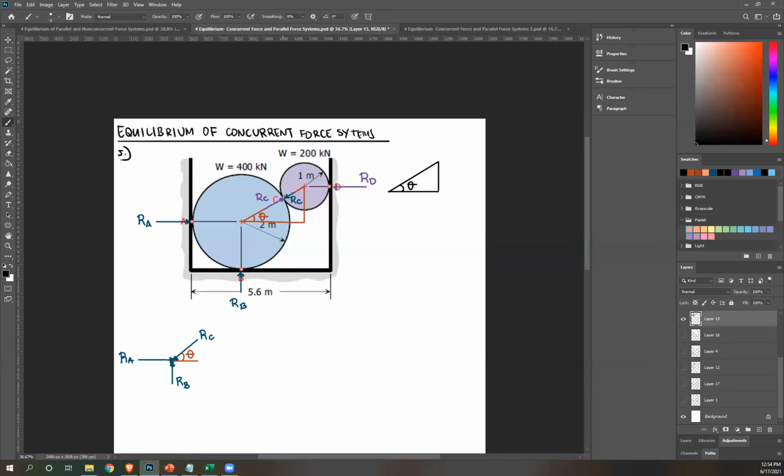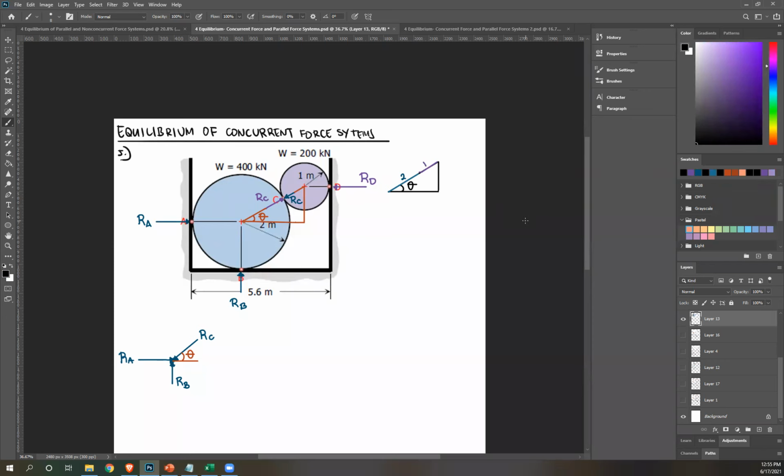Well, first of all, these lines are actually the radius of your cylinders, right? The radius is given. The radius of the blue cylinder is 2. The radius of the purple cylinder is 1. So if we include that in our drawing, this is 2, this is 1. So 2 plus 1, the entire thing, then the hypotenuse of your triangle is 3.